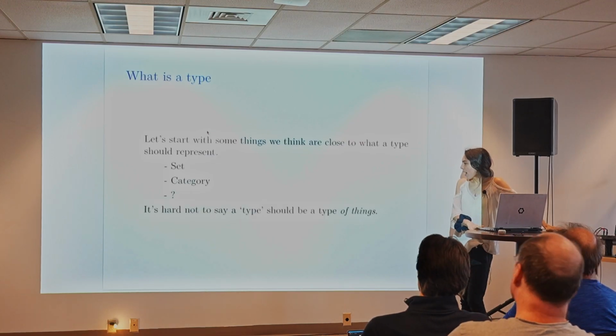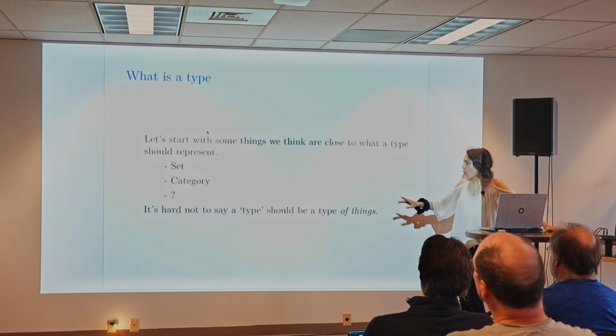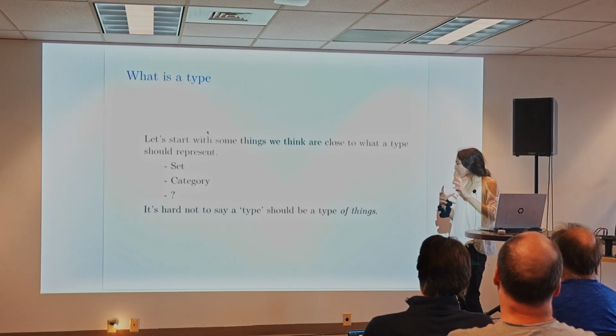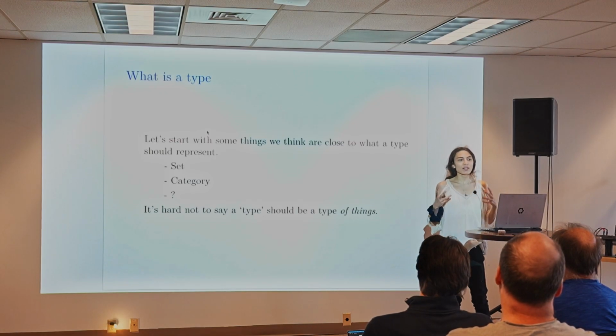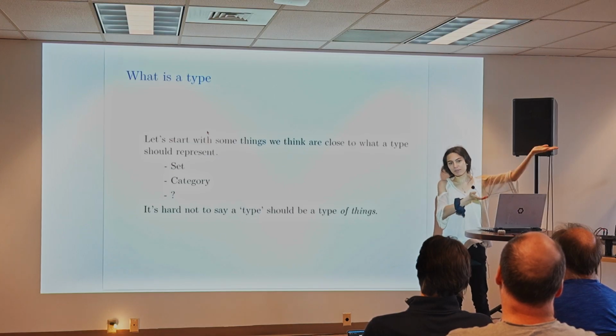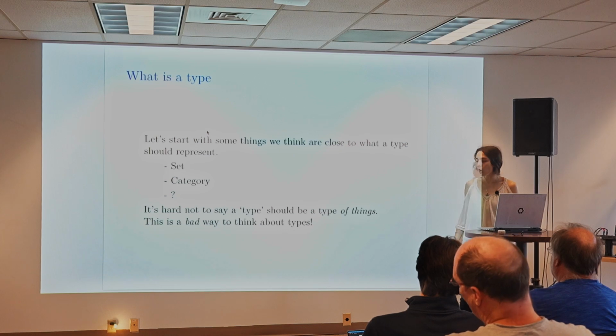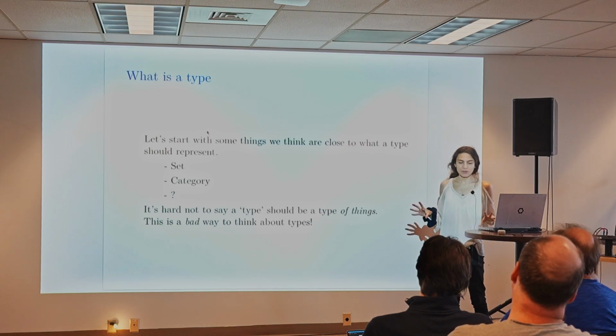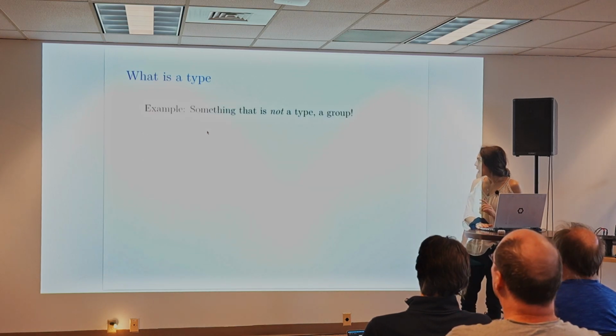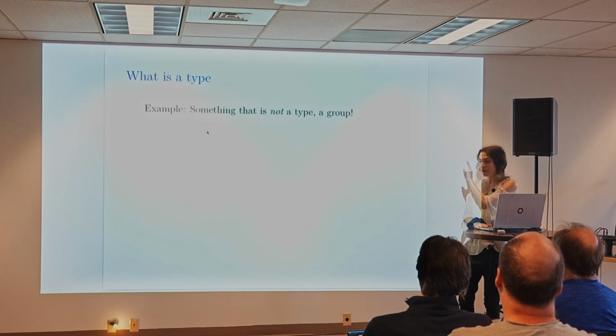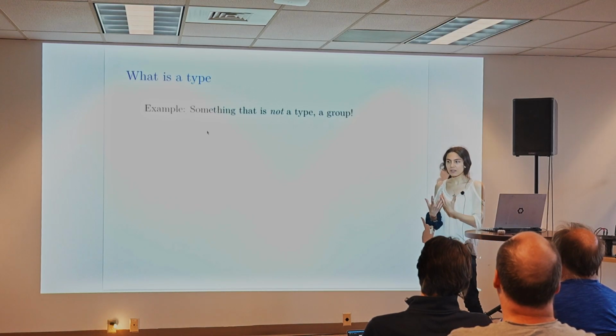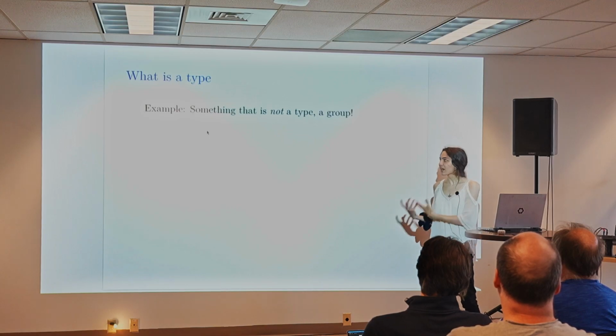Okay, I'm going to say that as hard as it is to say, a type should not be a type of things, where you say, this is the type of a thing, and all of the things that are like that thing go in there. That is actually not a way to think about them, not for what we're going to do, right? Before we do that, let's do something that is not a type and talk about why that difference matters and what we're trying to get out of this, right?